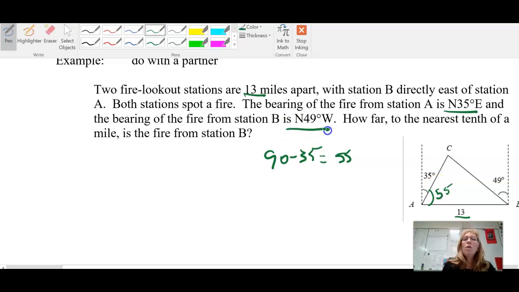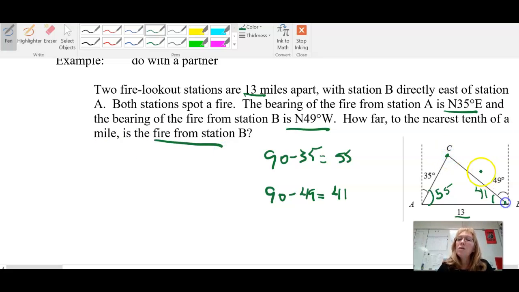Here, we went north, 49 degrees west. So this is 49. Again, 90 minus 49 equals 41. So this angle is 41. I asked, how far to the nearest 1/10 of a mile is the fire station from B? So I want to know where this fire is from B. So I'm asking for this side, side A. Since I want to know that side, now we're using law of sines.